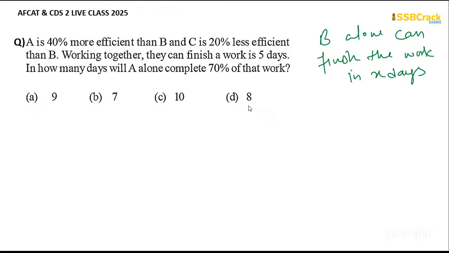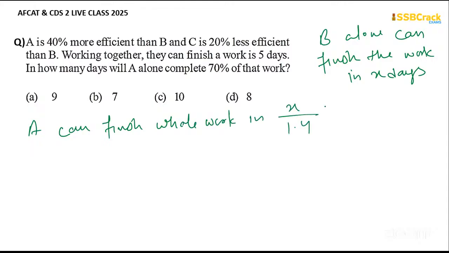A can finish the whole work in X upon 1.4 days. Since it is 40% more, we will add: 1 plus 40 upon 100 of 1, okay, so this will be 1.4 only. Okay, so that is how we get it.